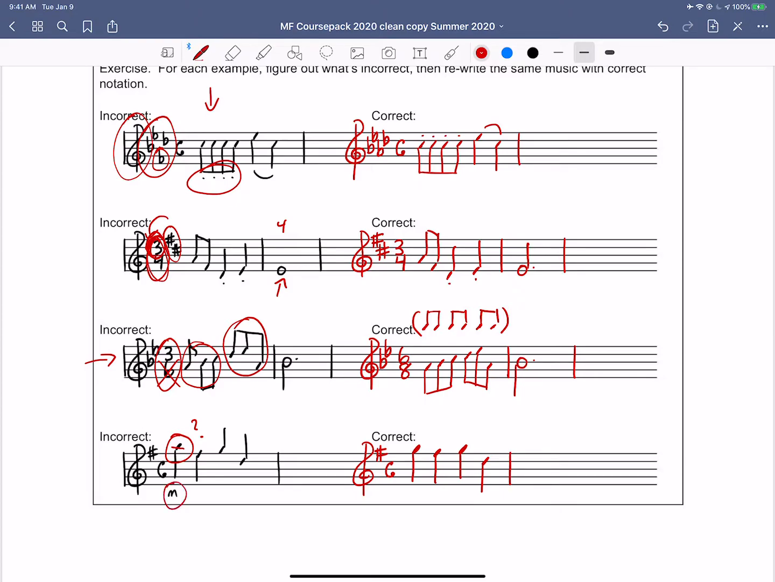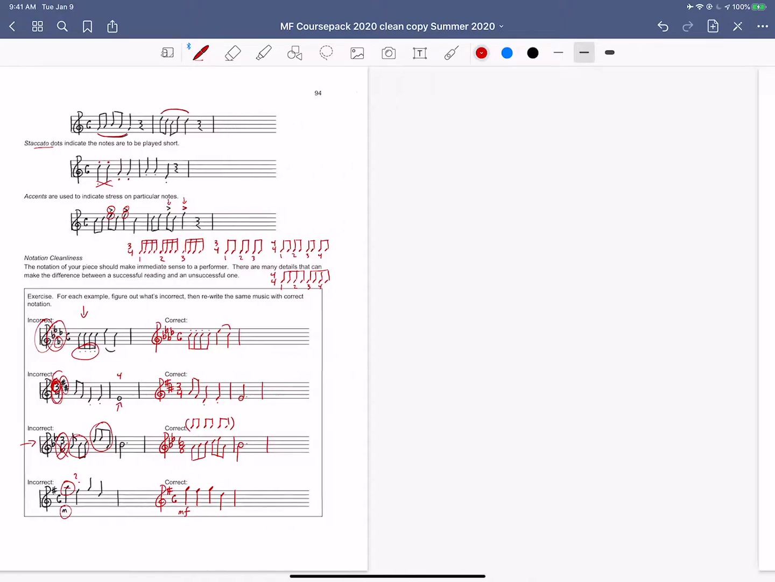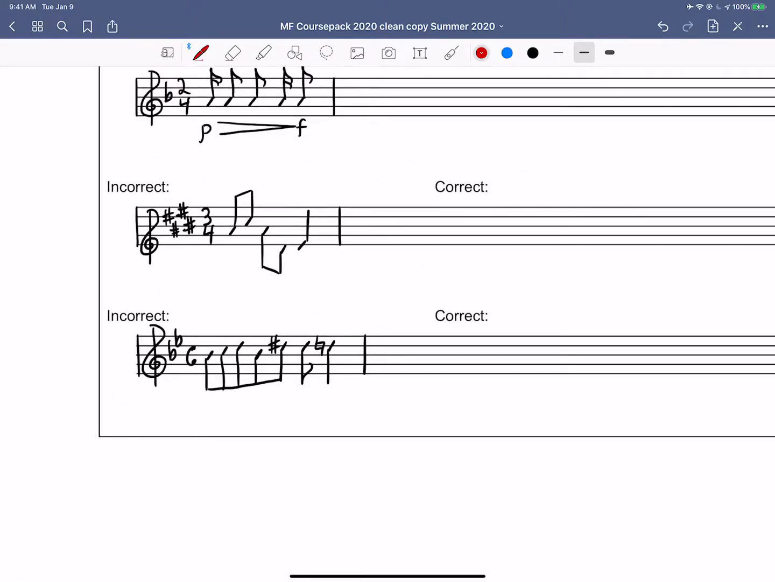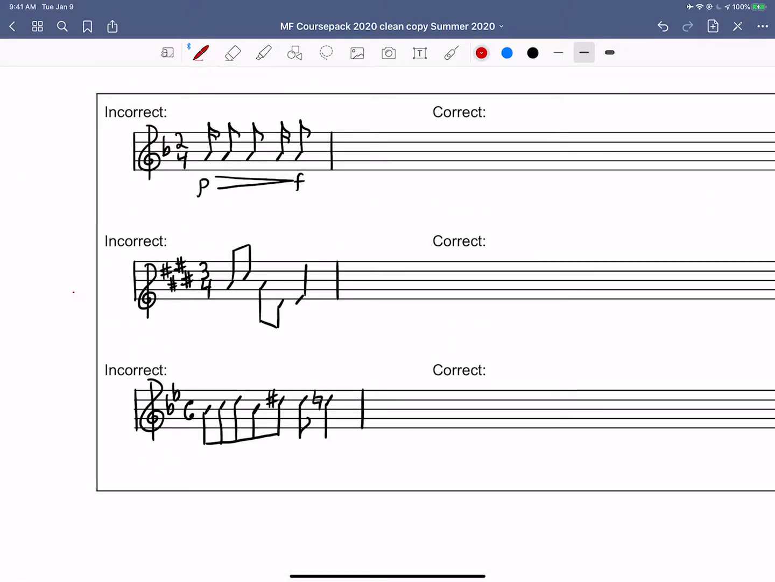And over here we have a dynamic marking that's just M, which, if you remember from the previous section, just means like moderately or somewhat. Well, moderately what? Somewhat what? So I'm going to guess maybe they meant somewhat loud. So mezzo forte, you could have guessed mezzo piano as well. But the point is, you need to pick one of those dynamic markings. Otherwise, it looks good. Okay, let's skip this top one for the time being because it's the most difficult of the bunch. Let's go on to this one.